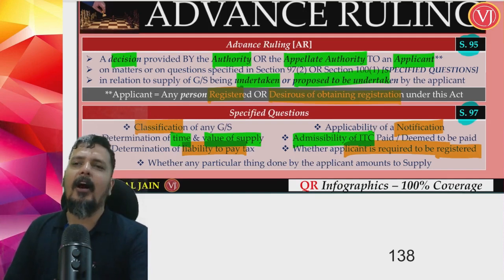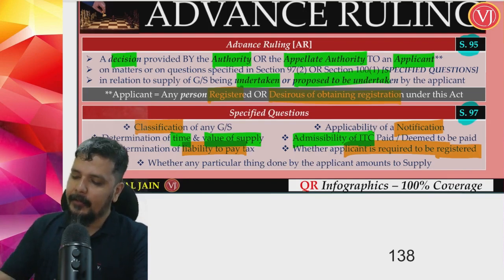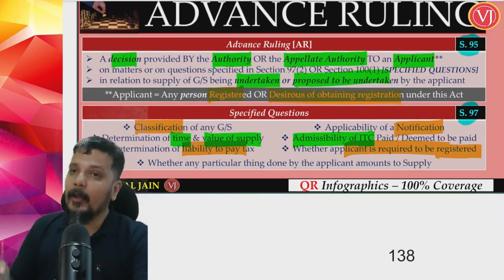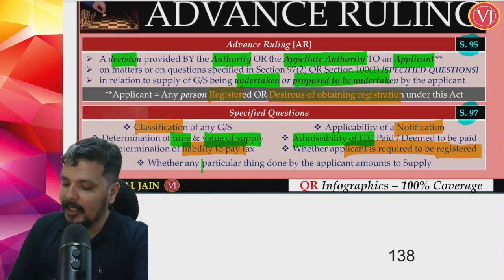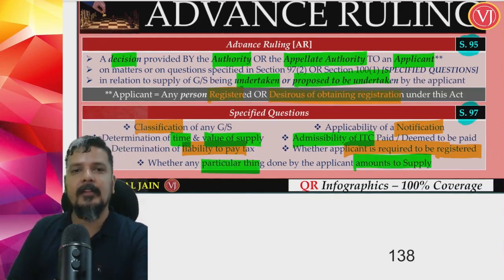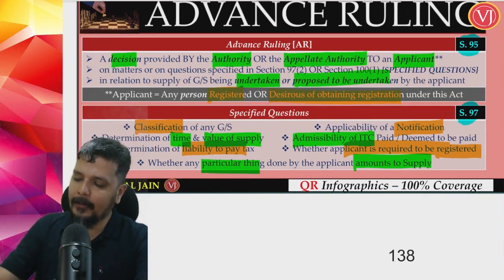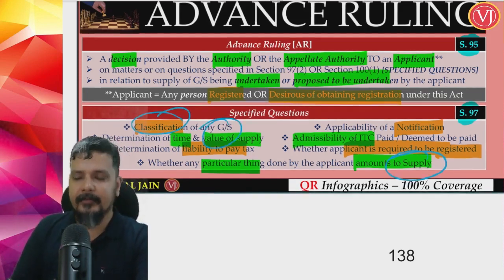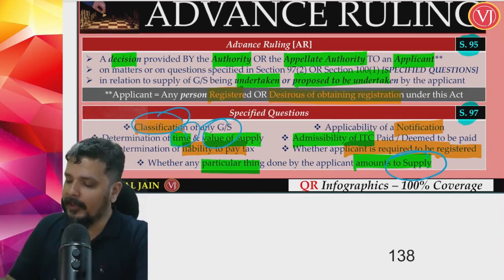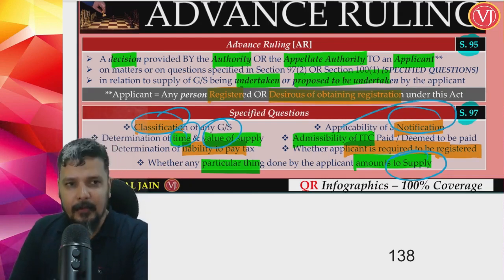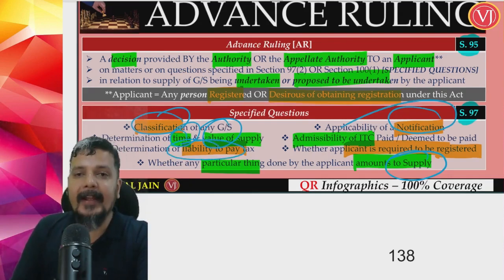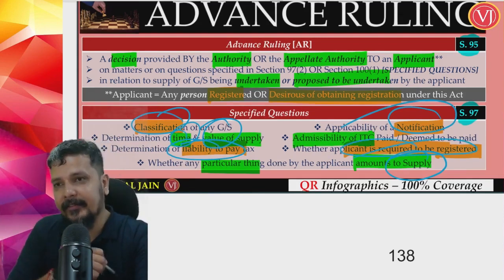Whether you have to get registered, or whether you are liable to pay tax. And you can also ask a question where you are challenging the levy itself: whether a particular thing done by the applicant amounts to supply. Basically, you can ask questions with respect to levy, classification, valuation, time of supply. These are the main issues. Then small other issues: interpretation of a notification including exemption notification, liability to pay tax, liability to get registered.